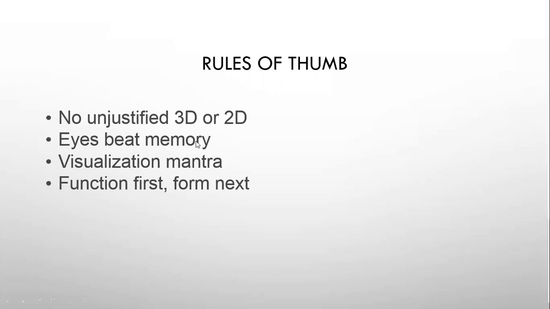The eyes beat memory rule means it is very hard for humans to compare a visualization against their memory, but it is easy for them to compare two visualizations close to each other. Also, there may be some mistakes in the memory.